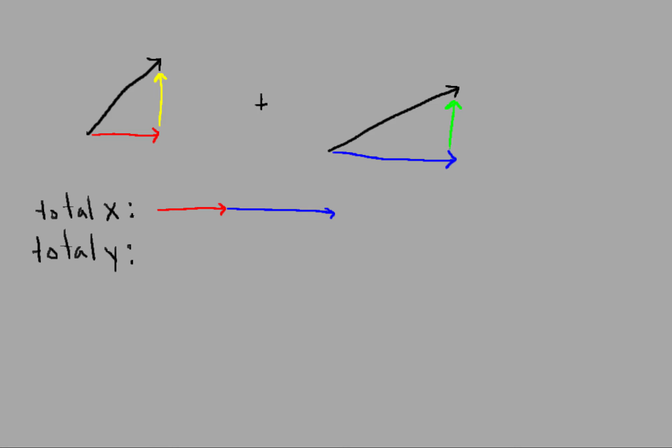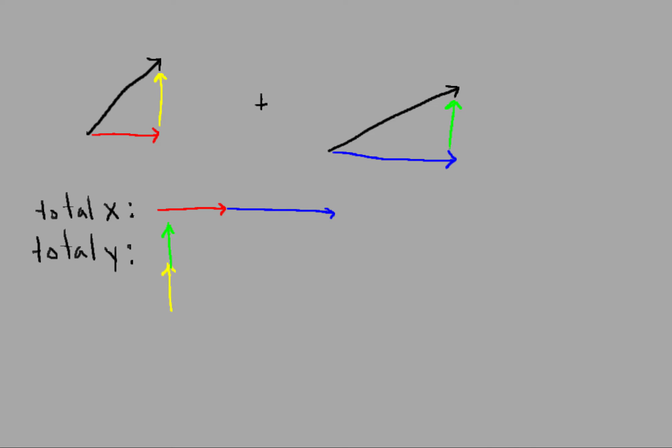We're going to use red for the x component and yellow for the y component, and blue for the second vector's x component and green for its y component. Once you have broken down the two vectors into their components, you can find the total x by combining the two x components together. This is the red plus the blue. You can also find the total y by combining the two y vector components together. This is the yellow and the green.